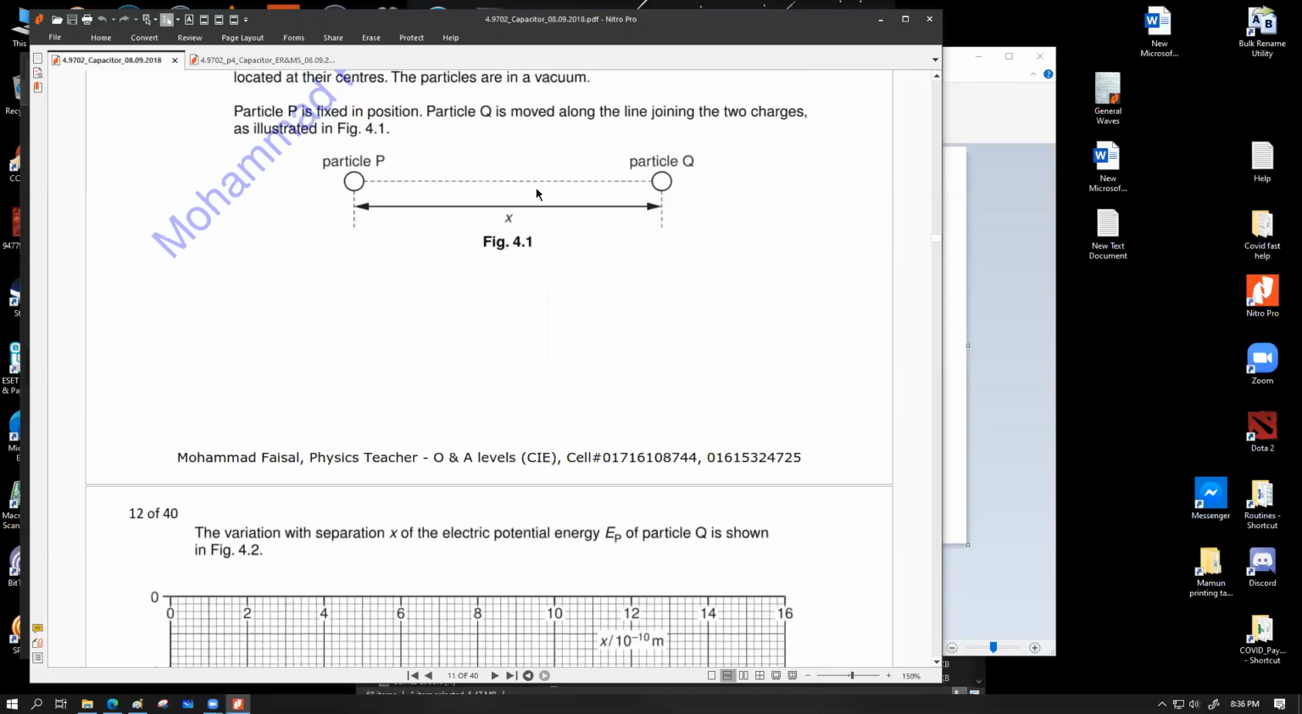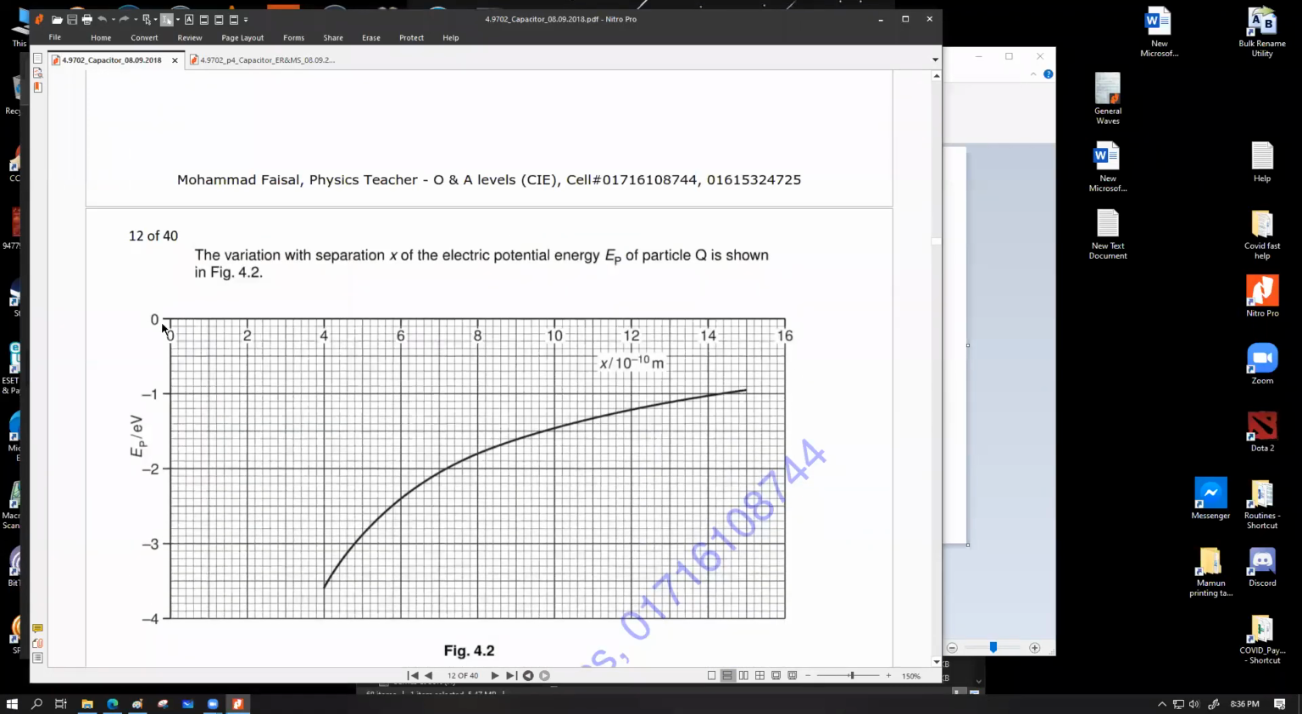What you can see is that whenever they're really close to each other, let's say at 4 units on the horizontal scale, they have a big amount of negative energy stored within themselves. As you make the separation bigger, the energy stored becomes less because it is slowly approaching zero. The change is happening from a more negative number to a less negative number. So think about it and answer this question.